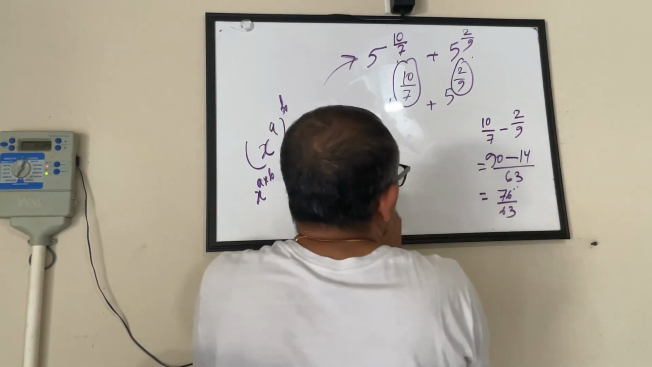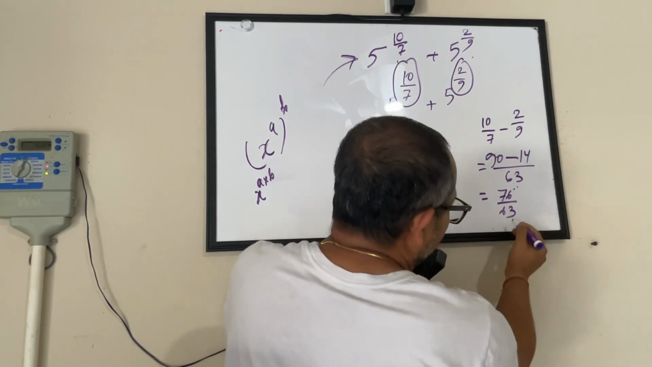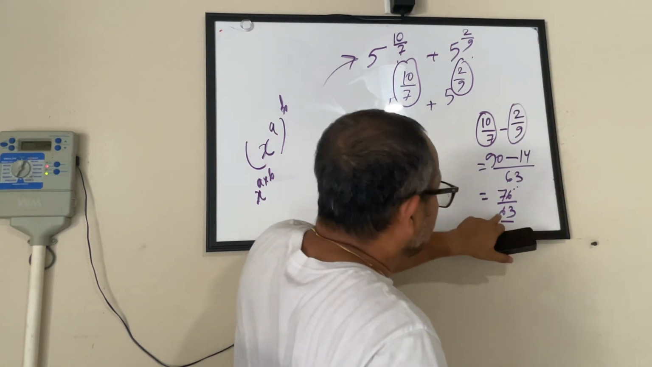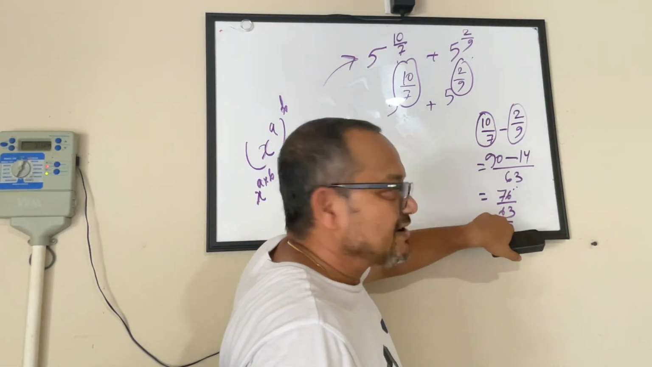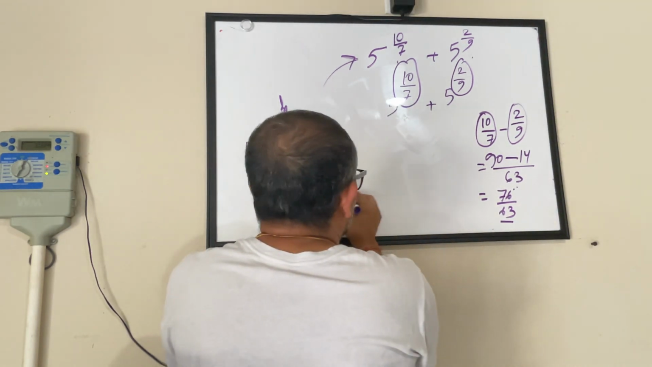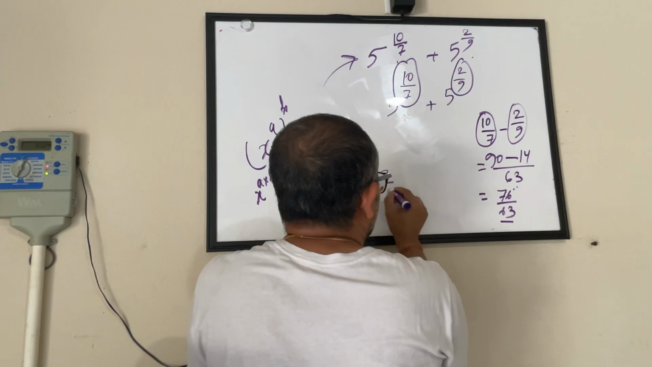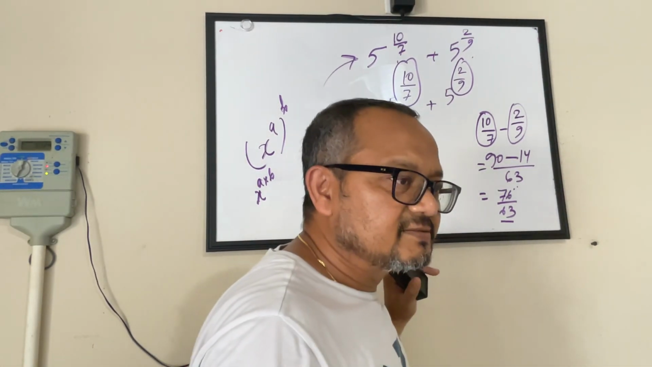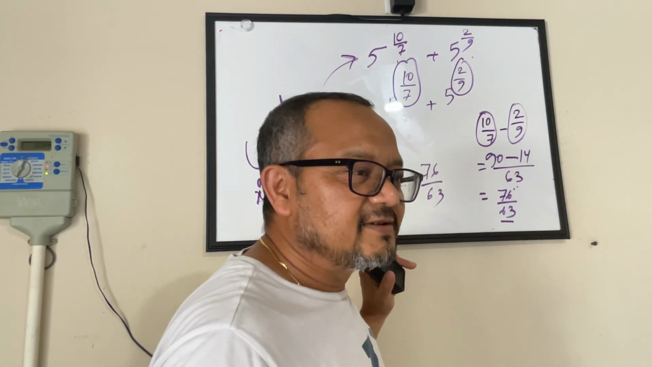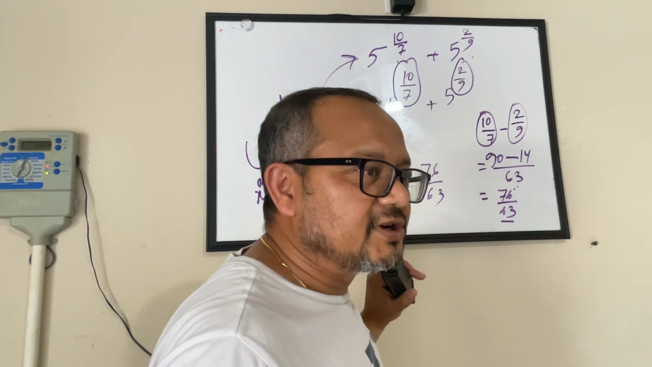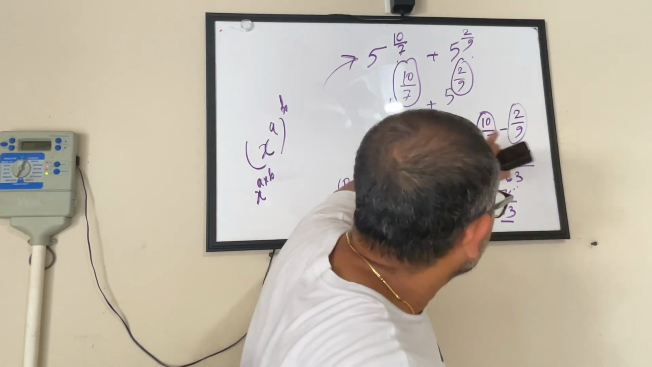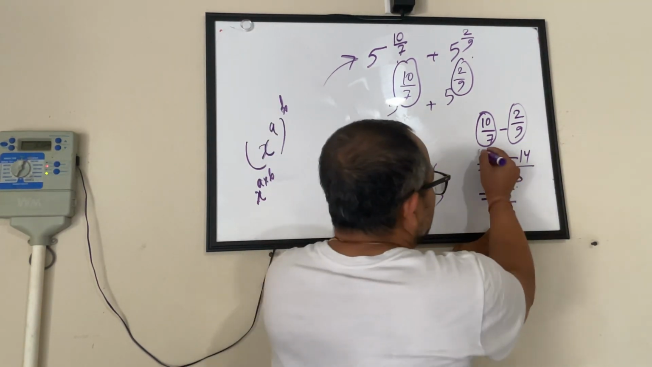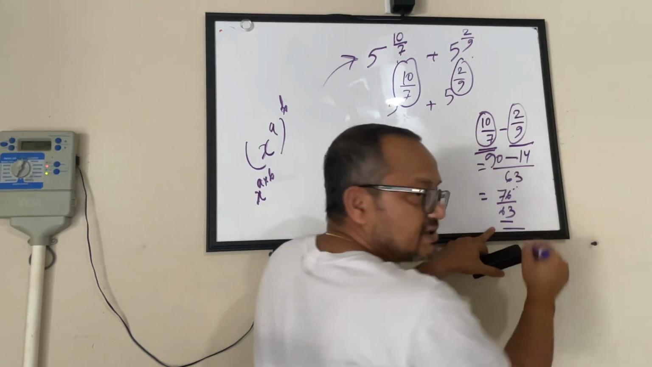So here, what I'm trying to do is, this number is bigger than this one. How much bigger? This is the difference between these two numbers. So I can write 10 by 7 equals 2 by 9 plus 76 by 63. Do you guys agree or not? I subtracted this number from this and got this value. So this number equals this plus this.